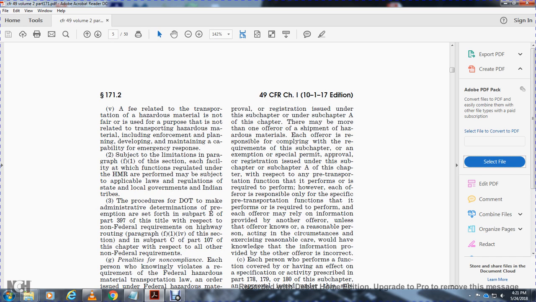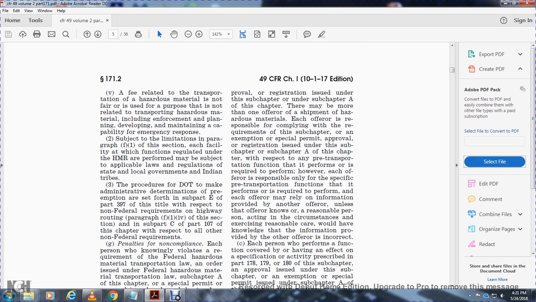Each offeror is responsible for complying with the requirements of this subchapter, or an exemption, special permit, approval, or registration issued under subchapter A, with respect to the pre-transportation functions that it performs or is required to perform. However, an offeror may rely on information provided by another offeror unless the offeror knows, or a reasonable person acting in the circumstances and exercising reasonable care would have knowledge, that the information provided is incorrect.